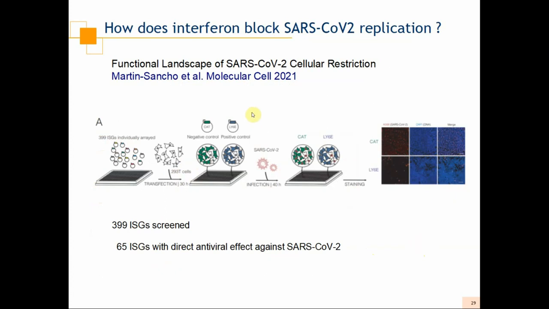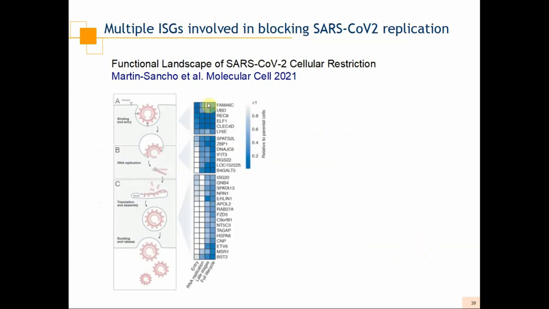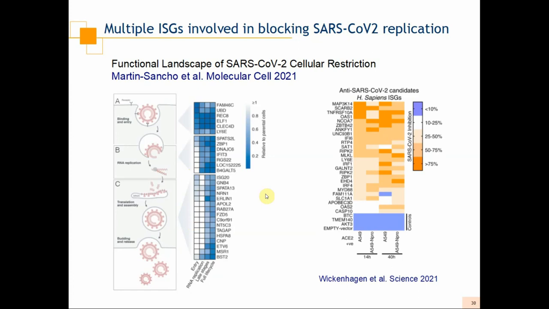This was published early this year. They screened about 400 ISGs, and they found 65 which had a direct antiviral effect against SARS-CoV-2. This was the list of the top scoring genes they had with the biggest antiviral effect, some of them affecting the entry stages, others affecting the late stages. Here is another study, a similar kind of experimental design, but they got a list of different viral proteins involved. Probably they're using a different cellular system.